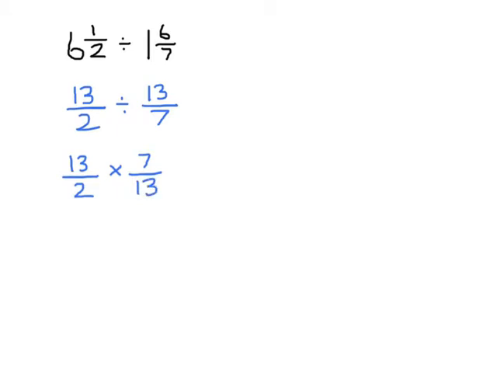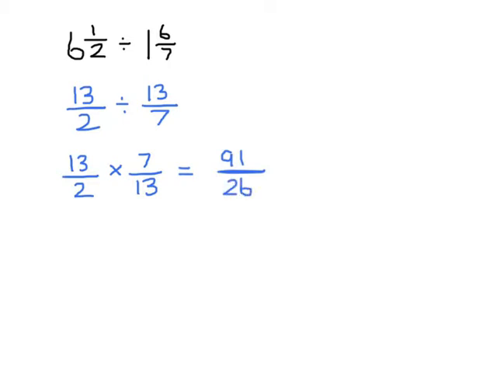Now, again, if you're familiar with the art of cross-cancelling, I could just cancel these 13s out here. But if I'm going to confuse you by doing that, just ignore me. So 13 times 7, top times top, gives me 91. And on the bottom, 2 times 13 gives me 26.